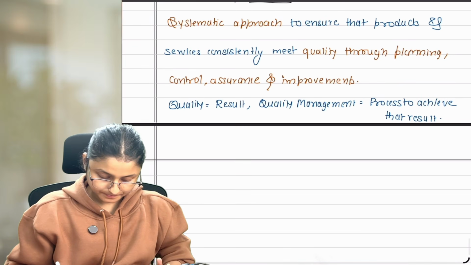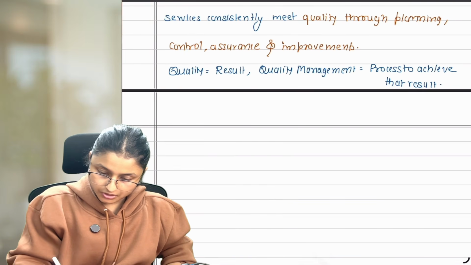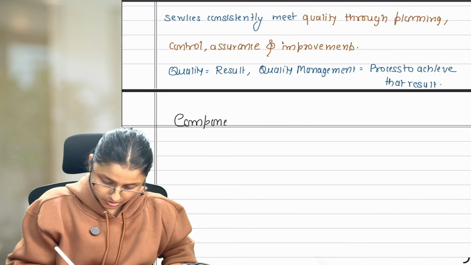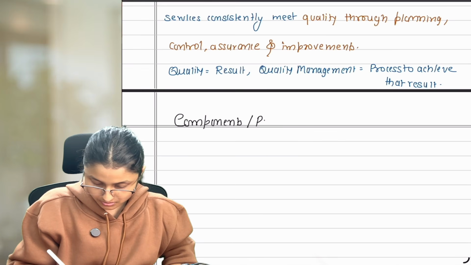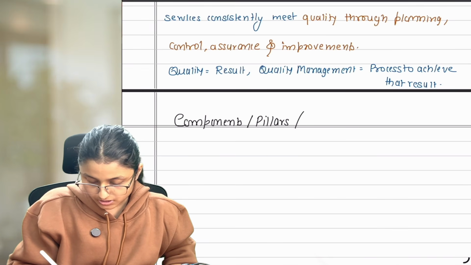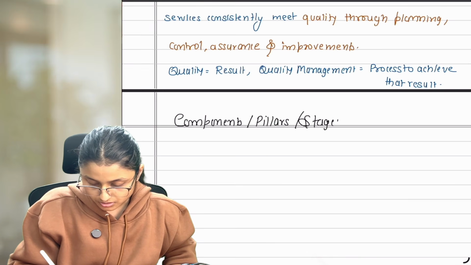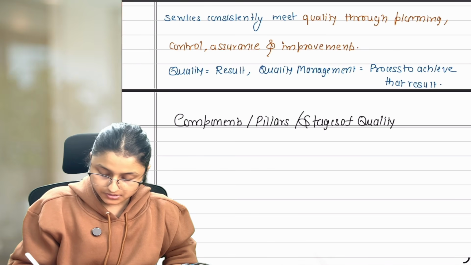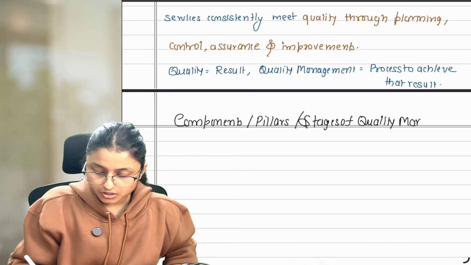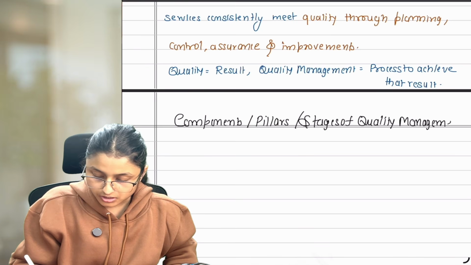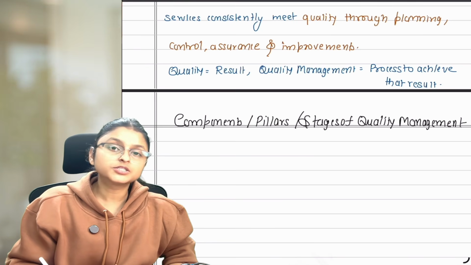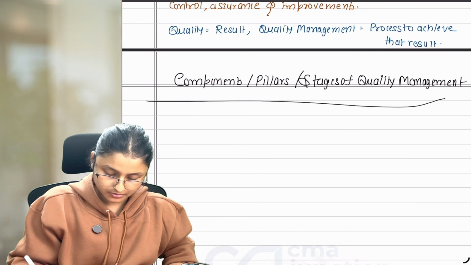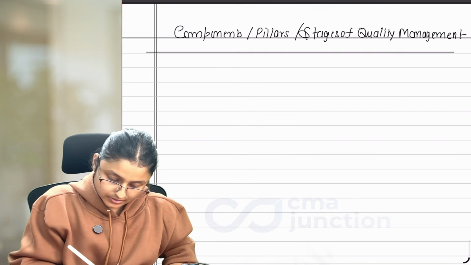Next, we understood the components, or pillars, or we can call them stages of quality management. So inspection, quality control, quality assurance, and TQM can be called components, pillars, or stages of strategic quality management, right? The first one is inspection.